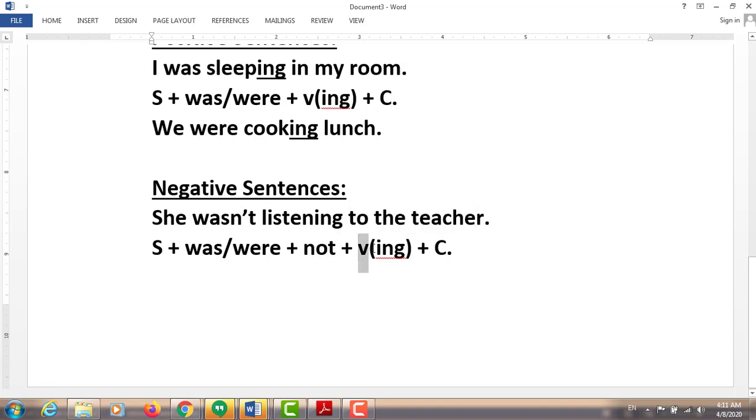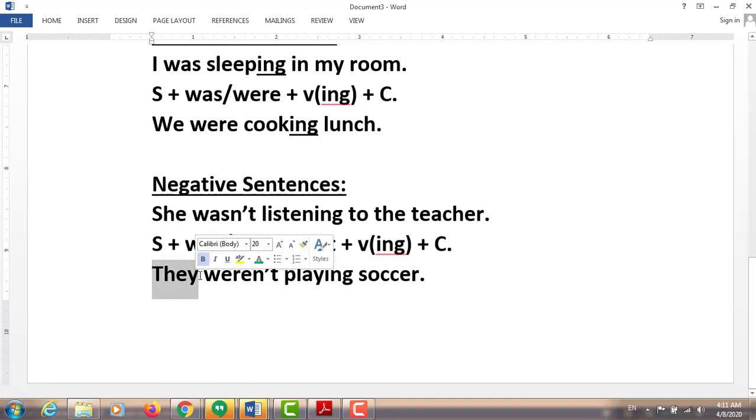Not, and then we have verb ing. That's it. Next example. They weren't playing soccer. They weren't playing soccer. They, and then you have were.